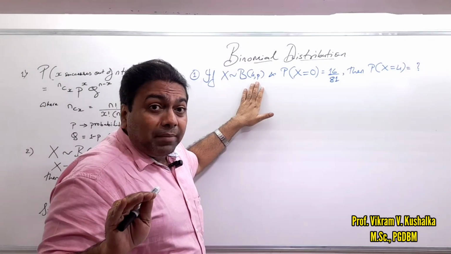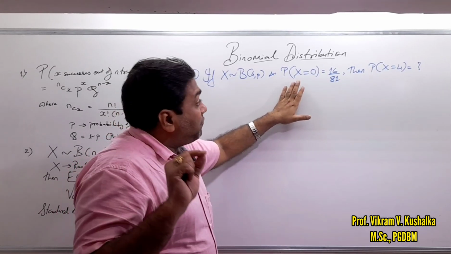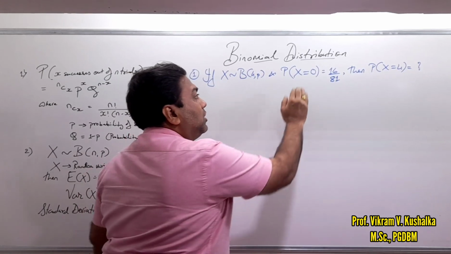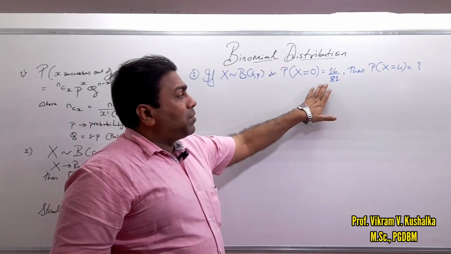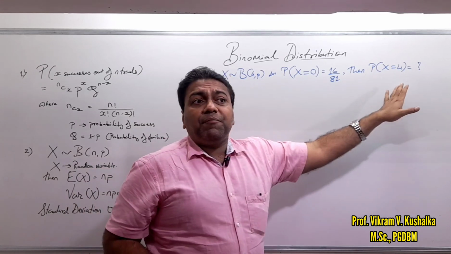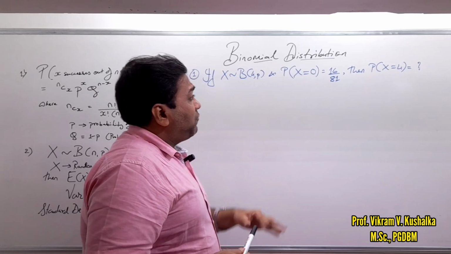We don't have the probability of success over here. What they have given us is the probability of x equals 0. That means when the number of successes is 0, that probability is given to you as 16 over 81. Then what is the value of P of x equals 4? So we are supposed to find out the value of P of x equals 4.